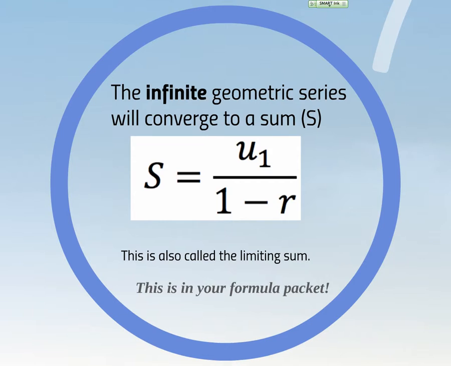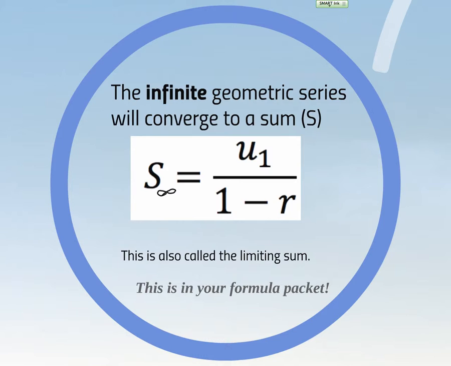In your packet, it has a little infinity down here, so don't panic if you see that. It almost looks like an s because it didn't copy great, but don't worry about that. So for this one, you just take the first term and divide it by 1 minus the common ratio. Again, that common ratio has to be between -1 and 1. It can't be like a big number. Sometimes this is called the limiting sum, so just in case you hear that.